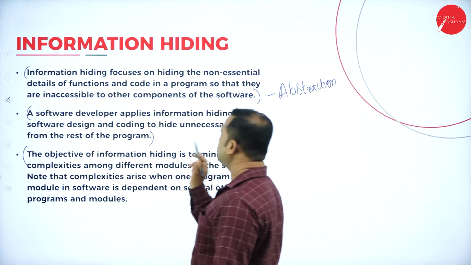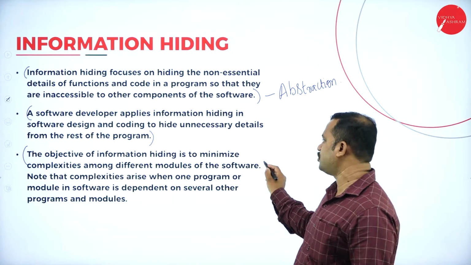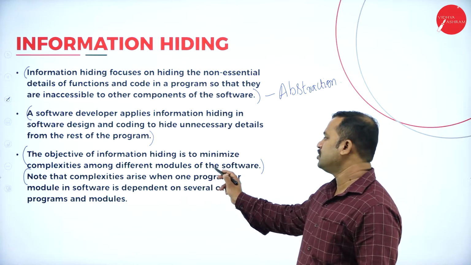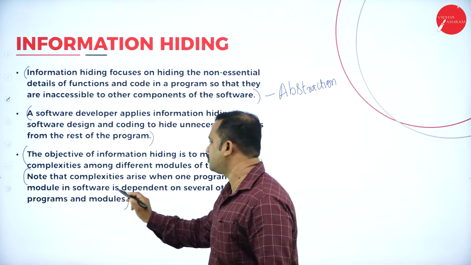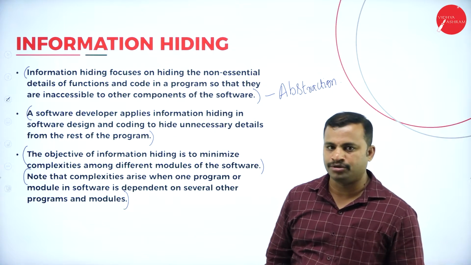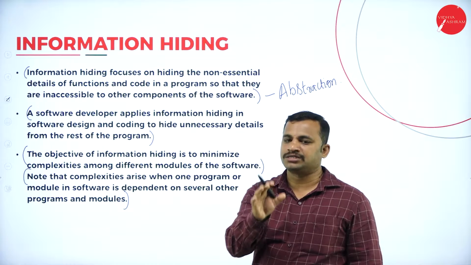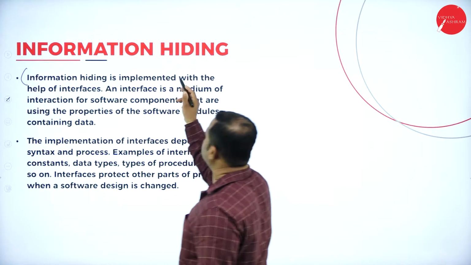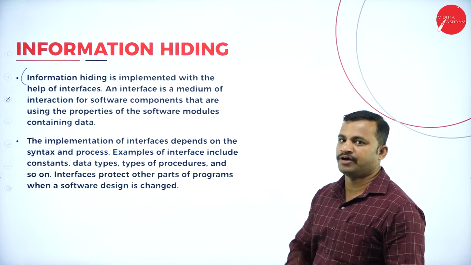The objective of information hiding is to minimize the complexities among different modules of the software. We should notice that complexities arise when one program or module in software is dependent on several other programs and modules. When one module is dependent on another module or several other modules, then the complexity arises. That means cohesion as well as coupling comes into the picture. Information hiding is implemented with the help of interfaces. You will also study the same concept in Java.